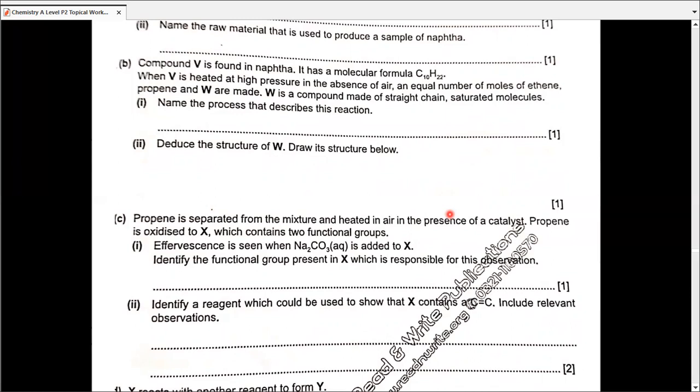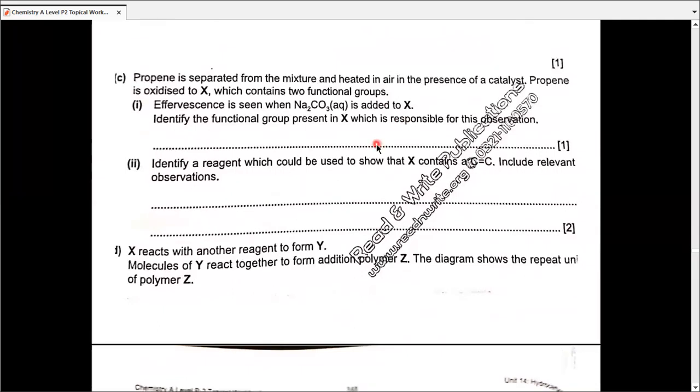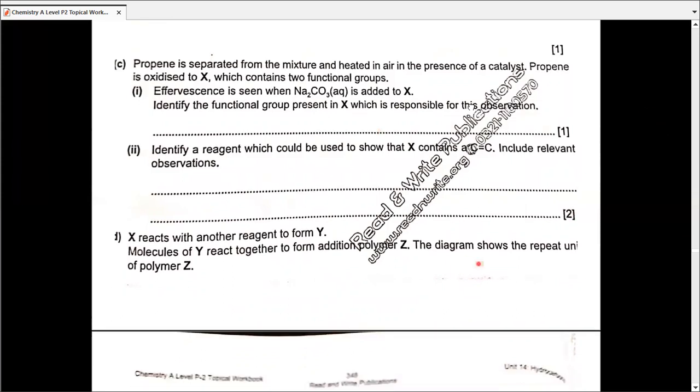It's propane. I mean, no, pentane, 5 carbon. Right, pentane. Okay, moving on. C. Propane. Easy. Both parts. Carboxylic acid, good. C2. And use aqueous bromine, and it will be decolorized if the carbon-carbon double bond is present. Perfect. Okay, moving on to D.